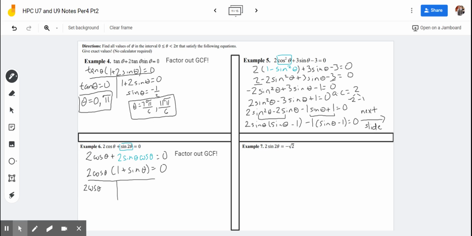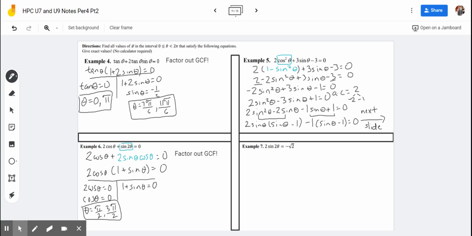Two cos theta equals 0. 1 plus sine theta is equal to 0. So we'll have cos theta is equal to 0. That occurs at theta equals pi over 2 and at 3 pi over 2. So those are our two solutions there.